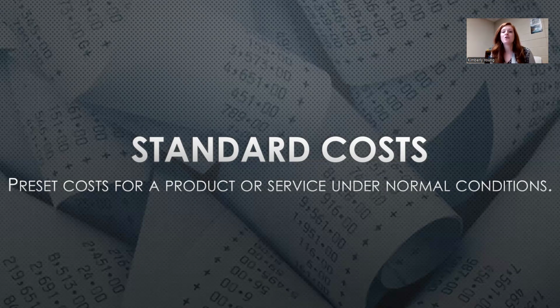Okay, so standard cost. These are preset amounts that we believe a product or service should cost in normal conditions. So you would look back at the history of how much maybe wood cost or plastic cost, or maybe the tires for a bicycle cost. You would look back at the history and you would have a standard cost of what you expect it to continue to be.